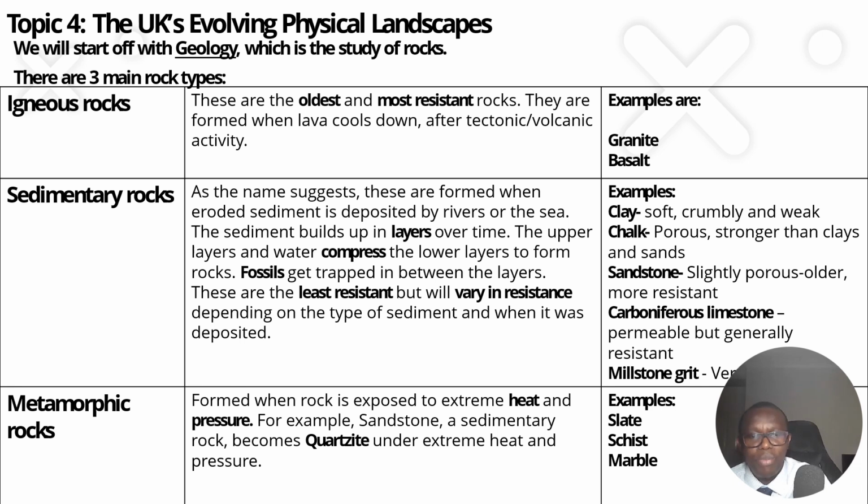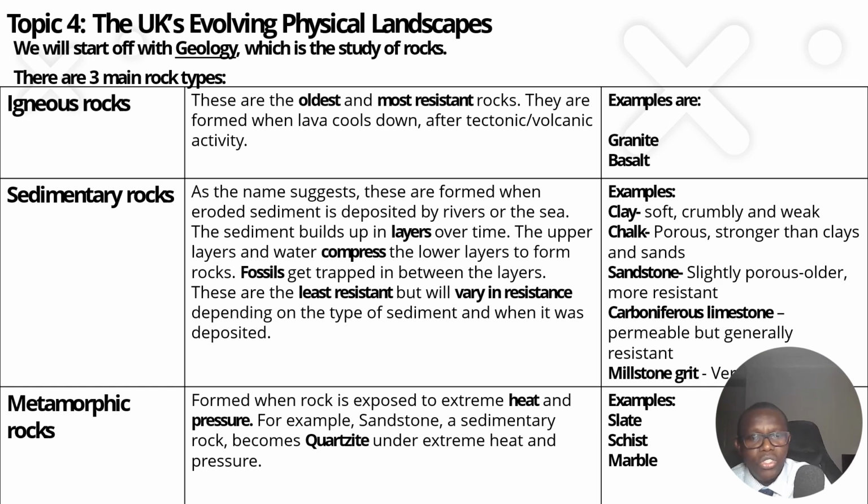Now, it will be important for our examination to be able to identify the characteristics of each of these different types of rock. So for igneous rocks, these are the oldest and the most resistant rocks, and they are formed from tectonic or volcanic activity. When lava cools down, it will form igneous rocks. Examples here are granite and basalt.